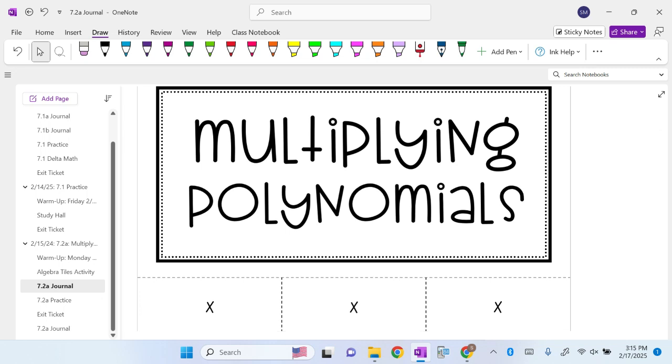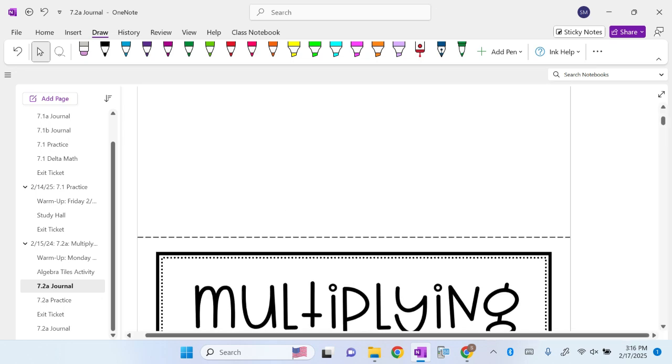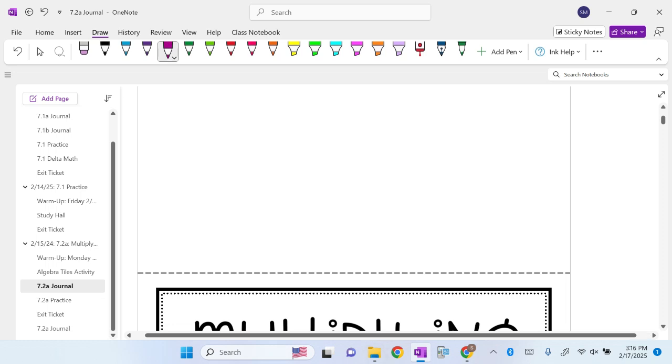So today we were doing 7.2a, which had us multiplying polynomials, specifically multiplying a monomial by any other type of polynomial. So remember, a monomial is a polynomial with only one term, and it can be multiplied in this case to anything, whether it's a trinomial, binomial, polynomial, whatever.